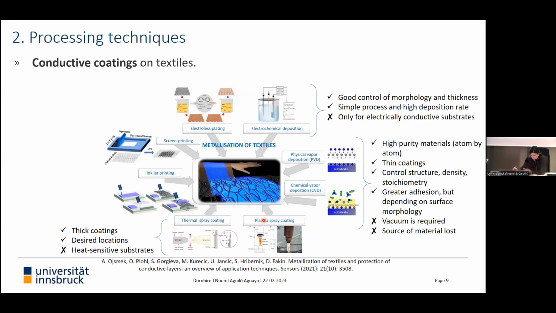In the case of the plasma spray coating, you will have in your plasma gun an anode and cathode. You will create some current that will create this plasma, and this plasma will melt your source of material that will finally be deposited on your substrate. The advantage is that you can create very thick coatings, and also in desired locations where the spray is located. But you have to be very careful when your substrates are heat sensitive, because there will be damage.